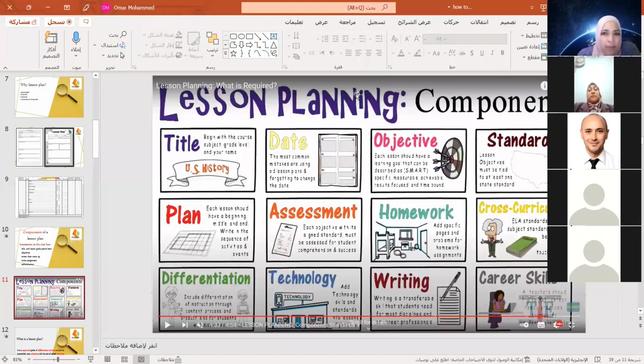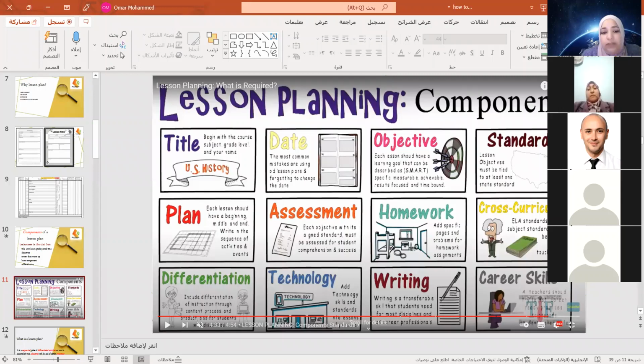It sums up most of the lesson plan components, which are the details for the lesson first, like the title, dates, the most important part, which is the objective, the standards, following the country standards or the general curriculum, plan, assessment, homework. All these are components of a lesson plan. So how can we sum up all of these components in a simpler way?